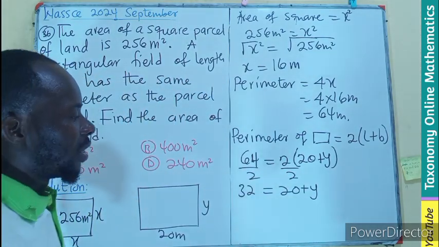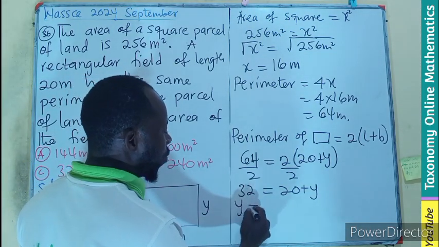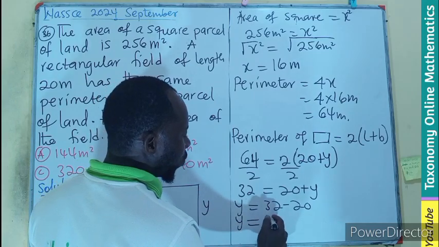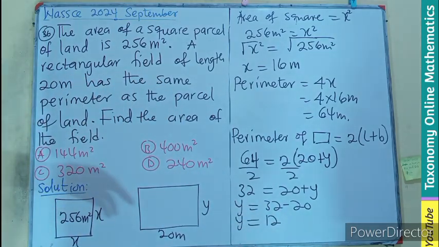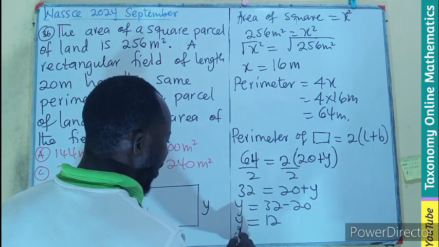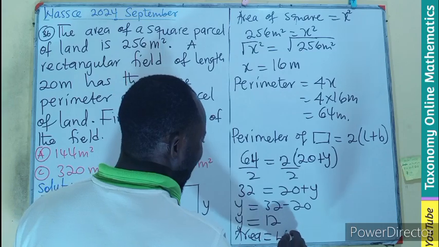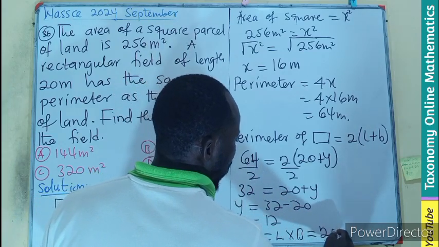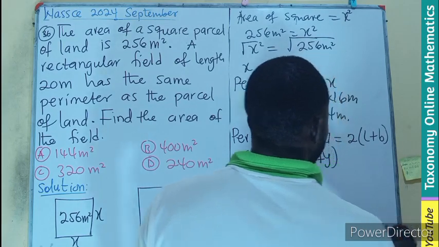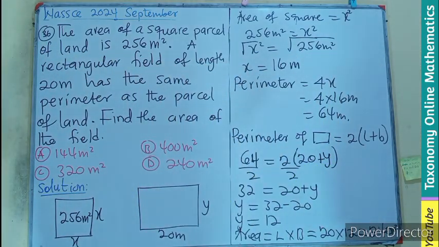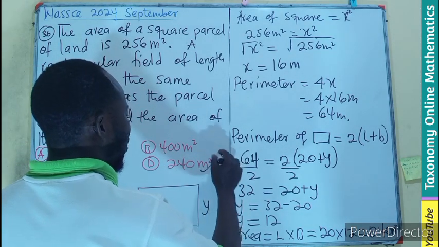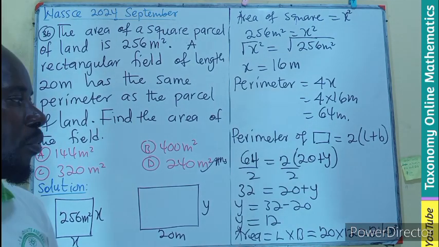So we need to subtract 20 from both sides. So y equals to 32 minus 20. And that will make y to be equals to what? 12. So the breadth will be 12. The length will be 20. So area will be equals to length times breadth equals to 20 times 12. That will give you 240 meter squared if you find that multiplication on your calculator. So 240 is the option D, 240 meter squared.